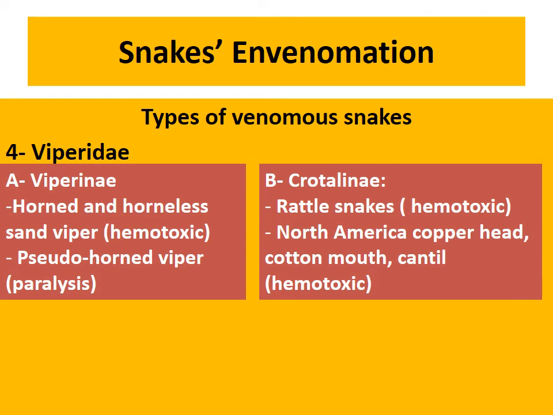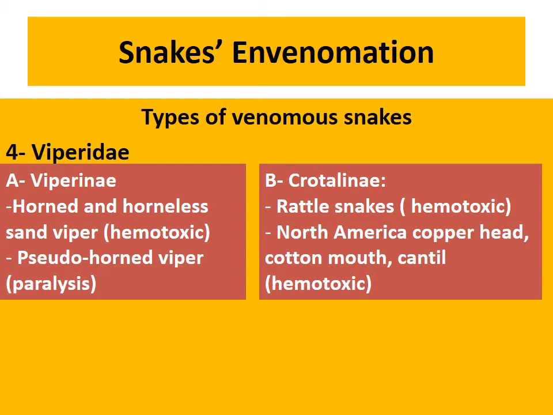The last poisonous snake family is the Viperidae family, which is subdivided into Viperinae and Crotalinae. The sand viper belongs to the Viperinae, which is very toxic, producing hemotoxic effects, severe toxicity, more than the cobra, which produces a neurotoxic effect. The second example of a snake belonging to the Viperinae subfamily is the pseudo-horned viper. As we notice, it produces paralysis, which is not common in this family. This family commonly produces a hemotoxic effect.